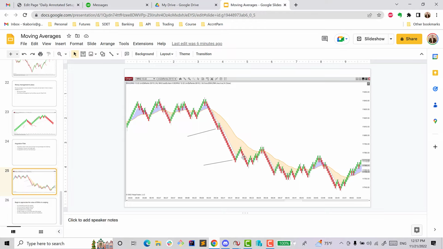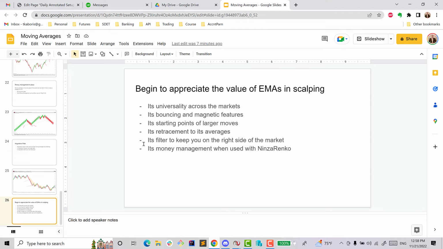So I hope you see that when there is a high angulation, you're only seeking trade in one direction. If you are here, maybe. But when you have a high angulation, it serves as a filter. So I hope you begin to appreciate the value of EMAs in scalping. Its universality across the markets, its bouncing and magnetic features, its starting points of larger moves, its retracements to its averages, its filter to keep you on the right side of the market, and its money management built-in system when used with Ninja.